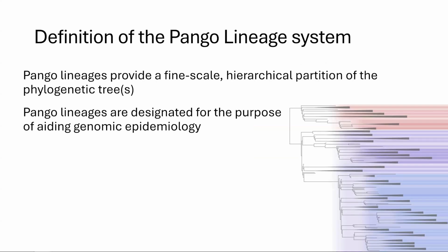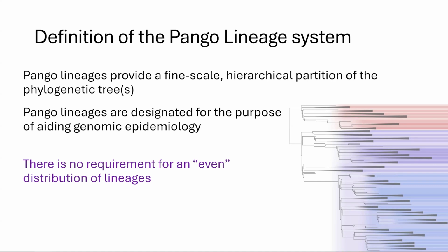What do Pango lineages look like more generally? Firstly, Pango lineages provide a fine-scale hierarchical partition of the phylogenetic tree. So all sequences on a tree will belong to a lineage. They're designated for the purpose of aiding genomic epidemiology. There's no point creating a system if you haven't got a reason for it. We don't have any requirement for an even distribution of lineages, as there is in taxonomies, and it's not necessary to designate everything.